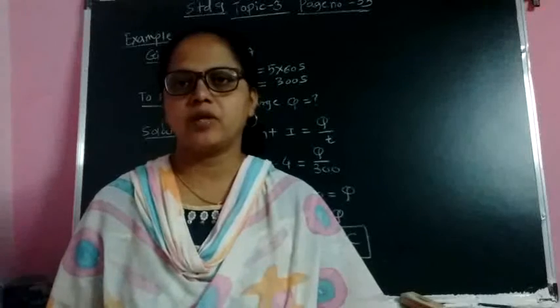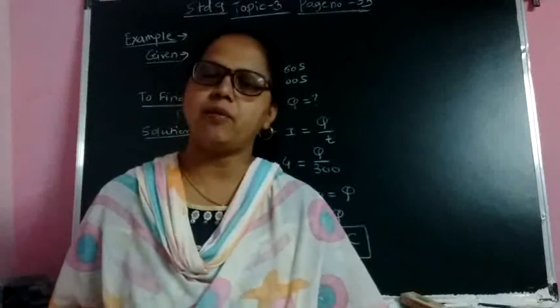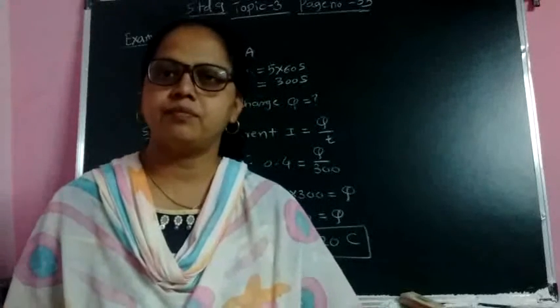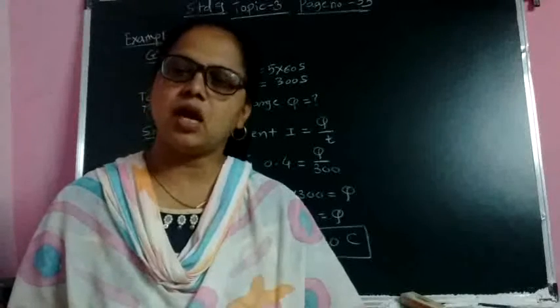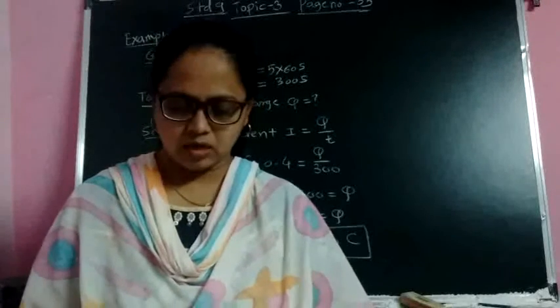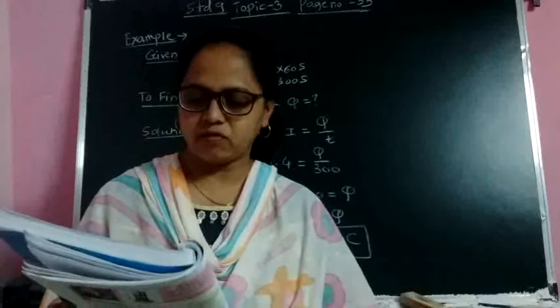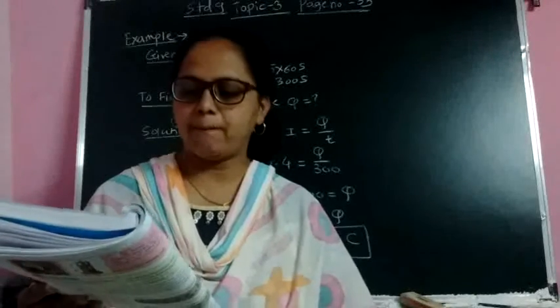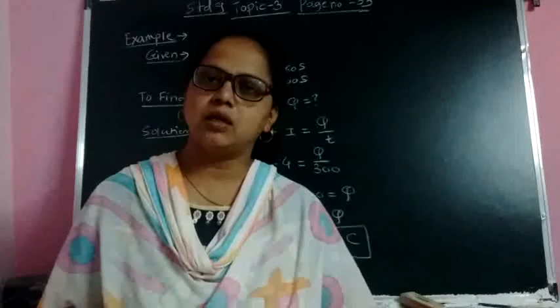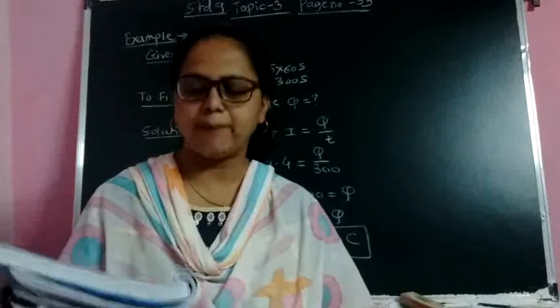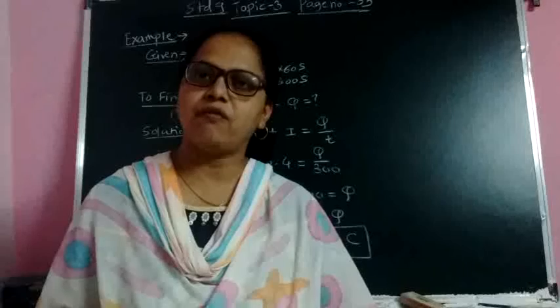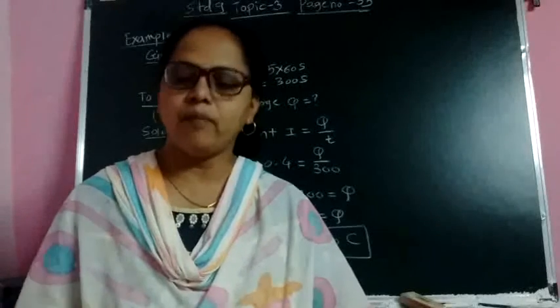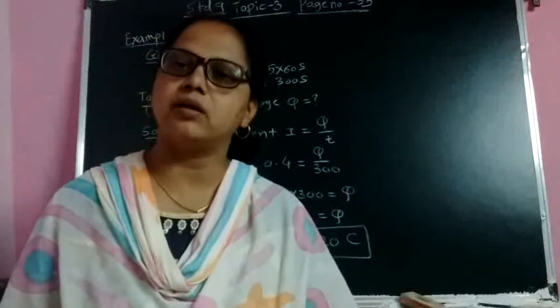Example is given on page number 33. I am going to read that example and we are going to see how to solve it. A current of 0.4 ampere flows through a conductor for 5 minutes. How much charge would have passed through the conductor? That is, when current of 0.4 ampere flows for 5 minutes, how much charge passes through that conductor?